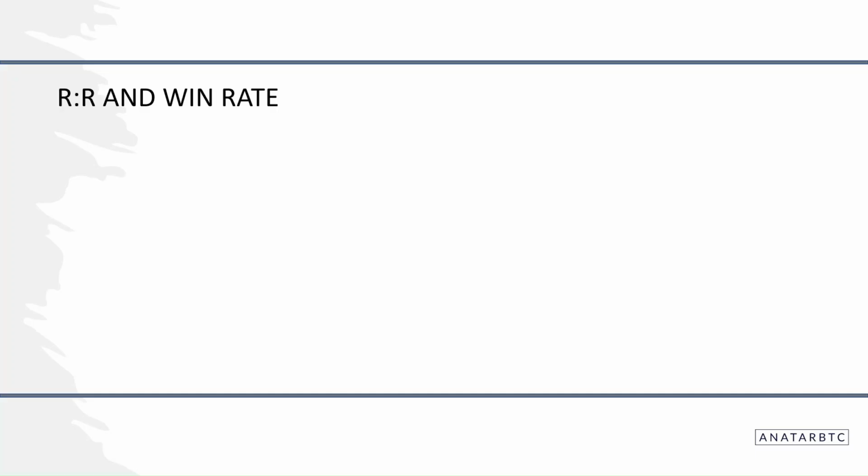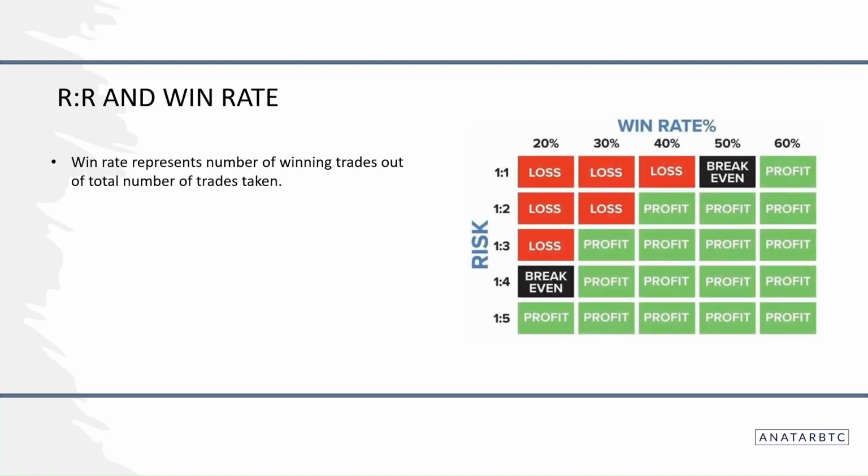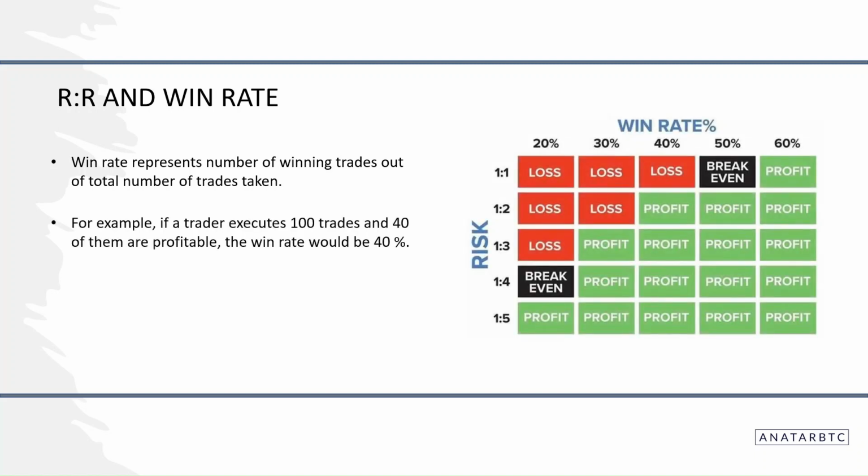Now let's talk about RR and win rate correlation. So win rate basically represents the number of winning trades out of total number of trades taken. For example, if a trader executes 100 trades and 40 of them are profitable, then his win rate will be 40%.